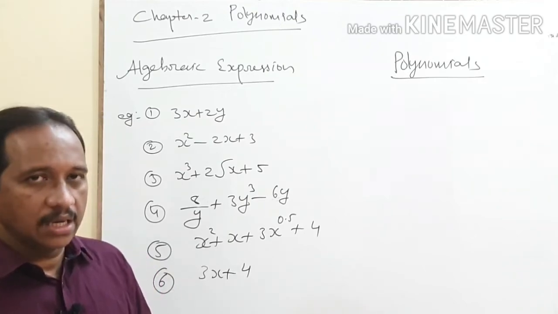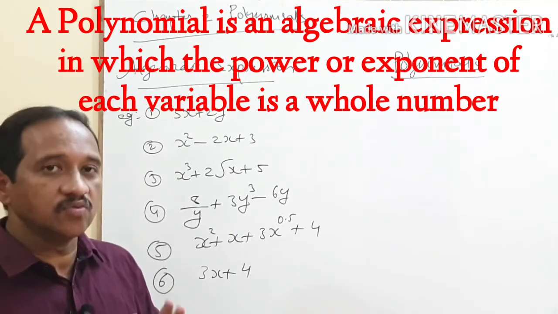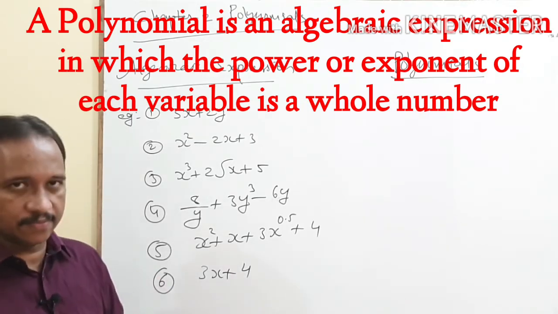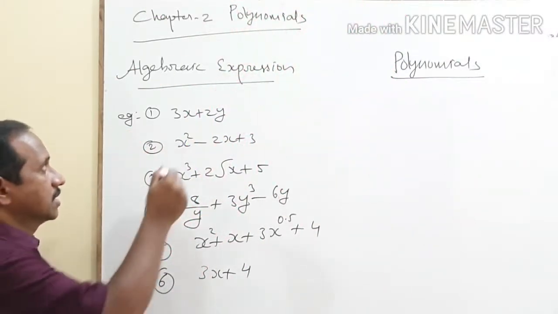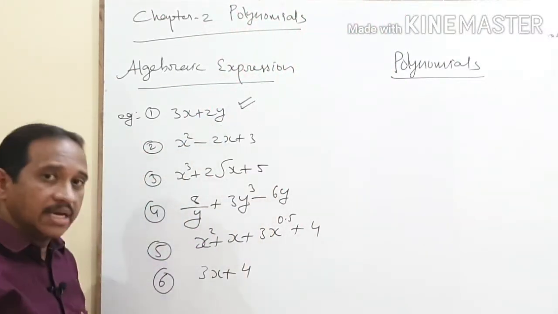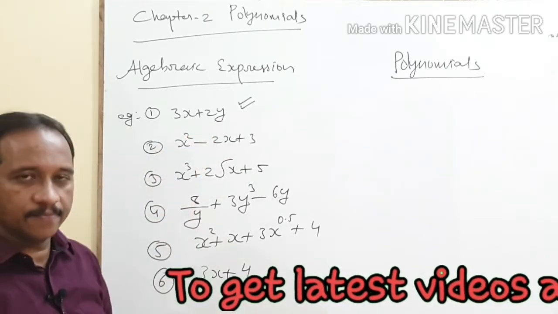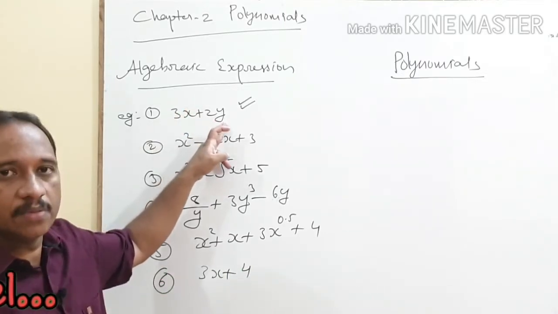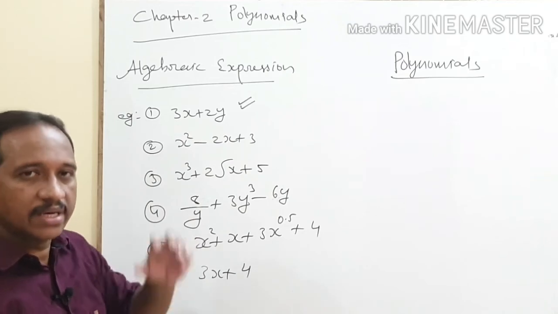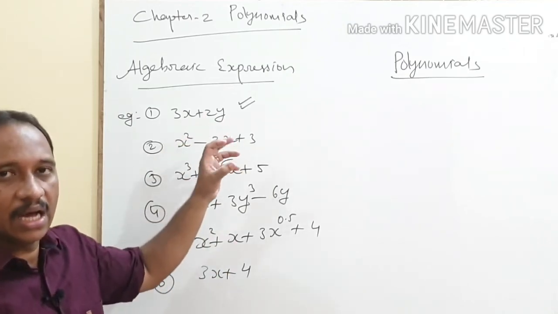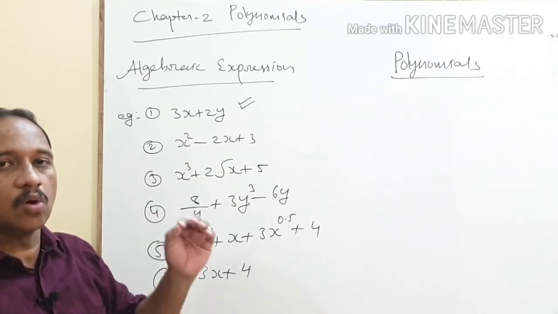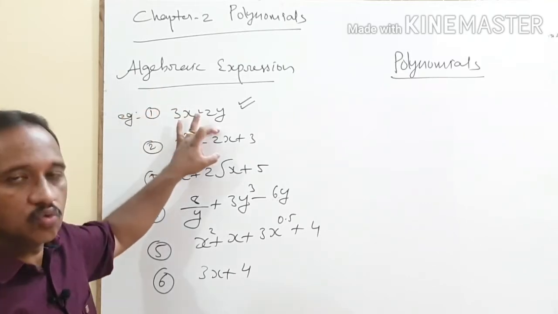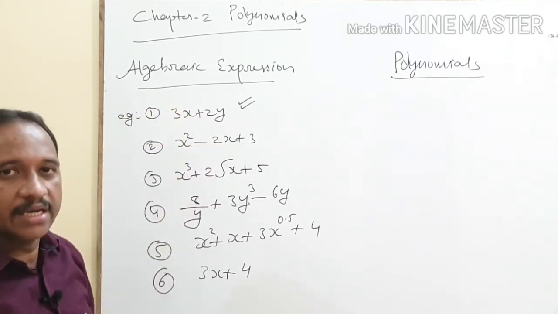What is a polynomial? A polynomial is an algebraic expression in which the power or the exponent of each variable is a whole number. Look at the first algebraic expression here, 3x plus 2y. Here the variables are x and y. The power of the variable x is 1 and also the power of variable y is 1. So here the power of both x and y are positive numbers, that is whole numbers. Therefore, this is a polynomial, and here there are two variables, so this is a polynomial in two variables.